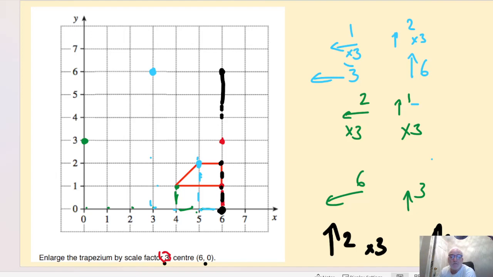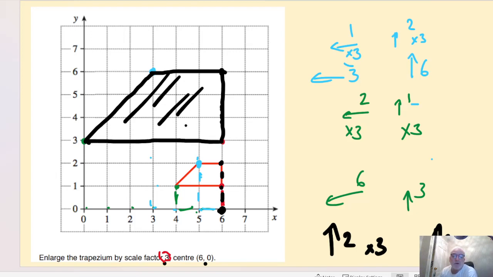Okay, I can now draw my shape in. Just connect the dots. Always take care with the diagonals, make sure you're using a ruler. Okay, we're coming along. Okay, and that is my shape.